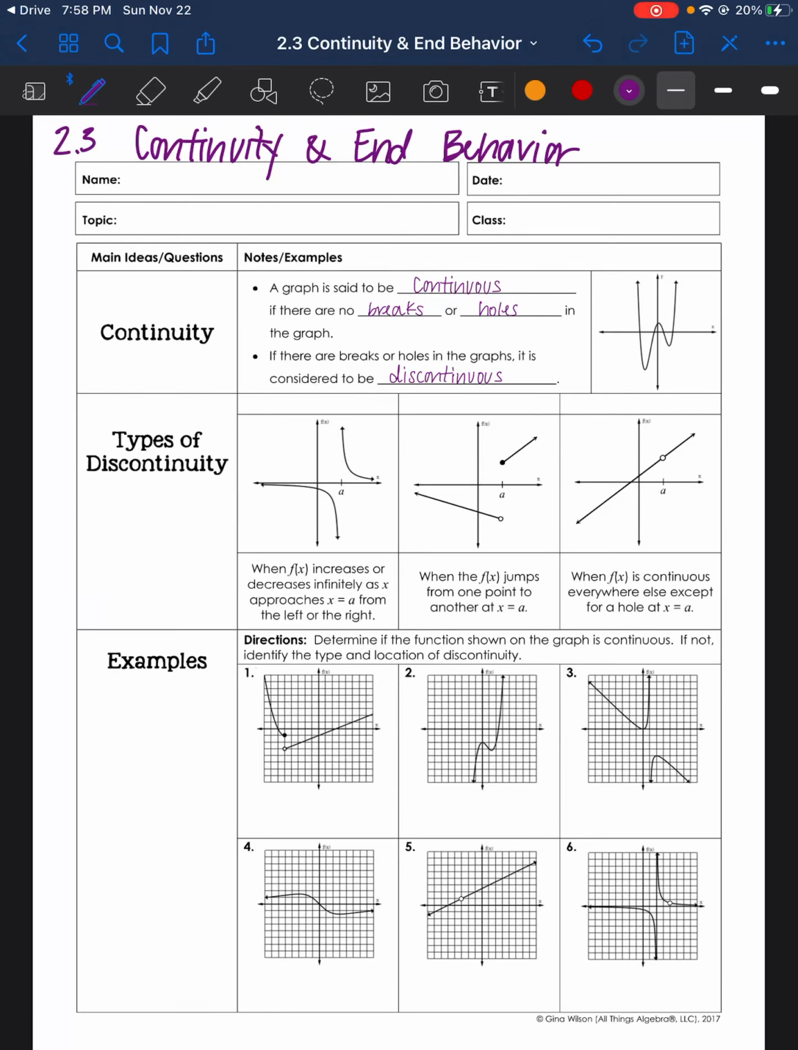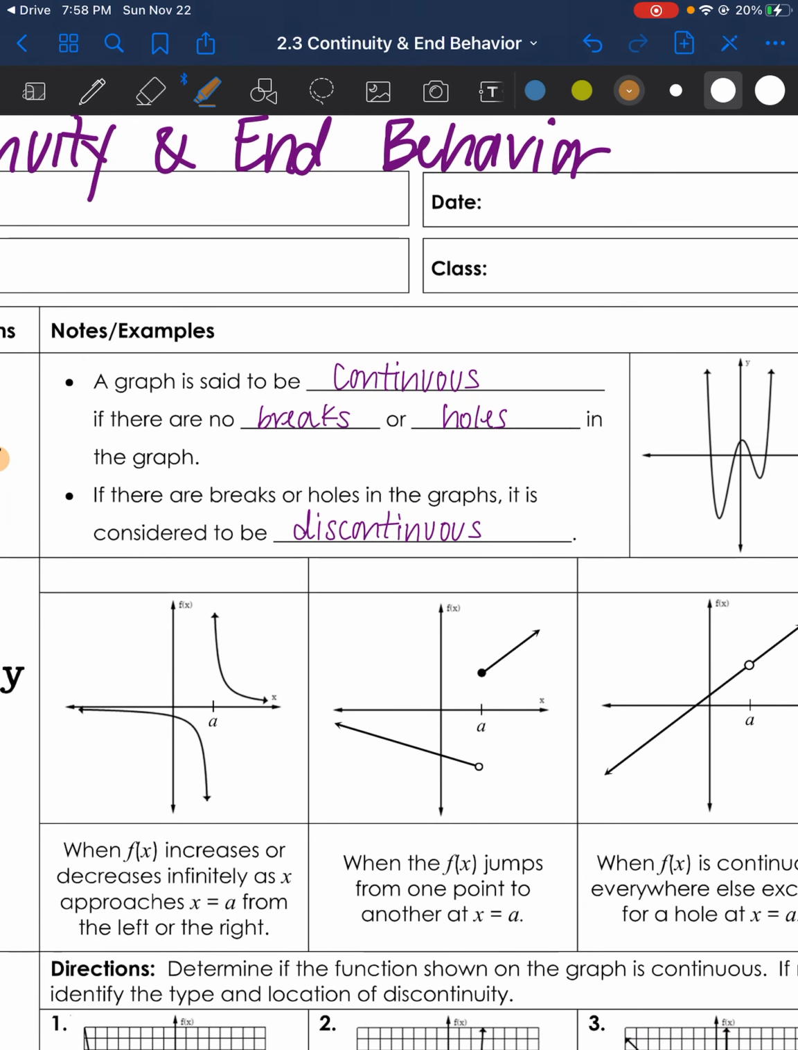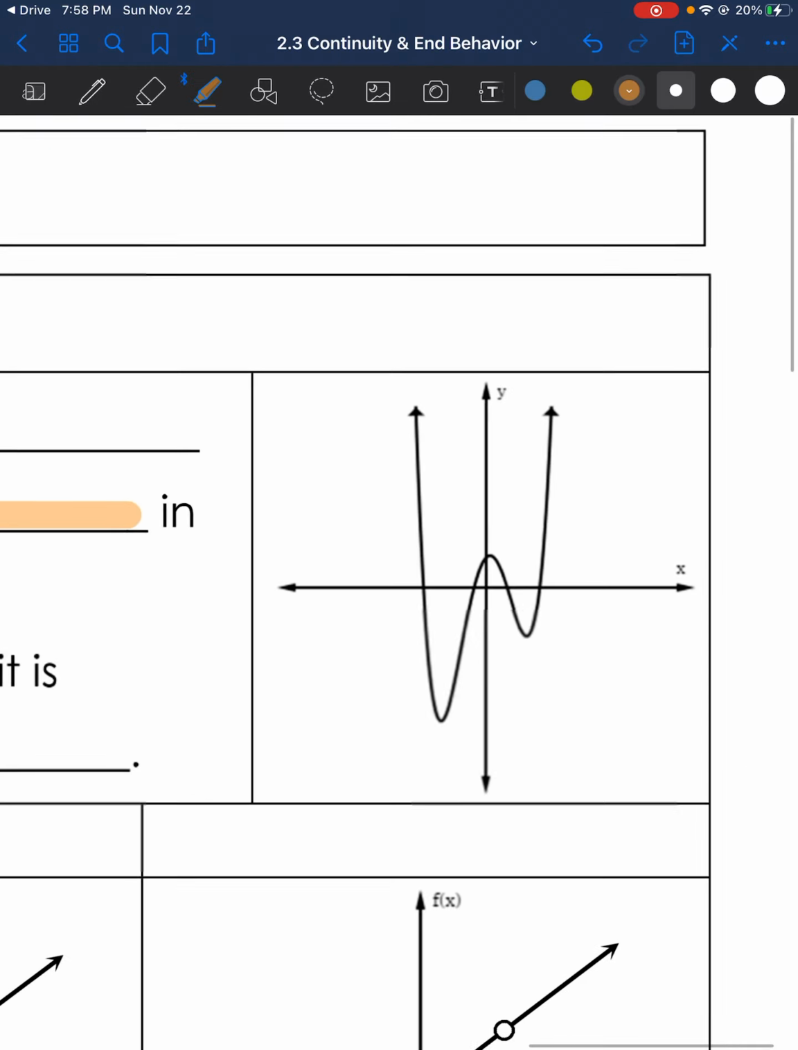All right, section 2.3 here is on continuity and end behavior. We're going to be talking often about whether a function is continuous or not. If it's continuous, that means there are no breaks or holes in the graph. This is an example over here of a continuous function.